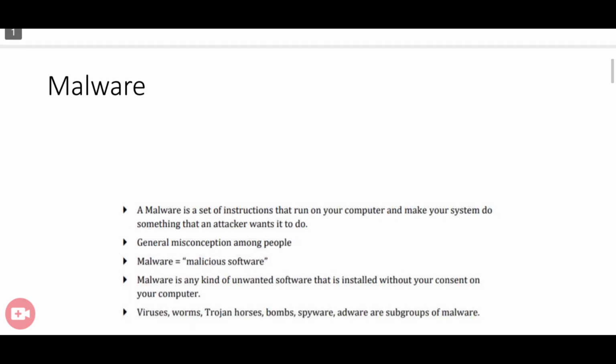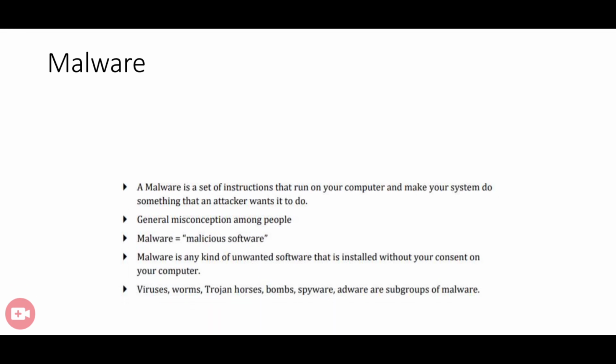So what is malware? Malware is the short form of malicious software. They are malignant software, installed in our computer without our consent. They are unwanted software, a set of instructions that makes our system unprotected. They make our system do something that an attacker wants it to do. So actually it's unwanted software.